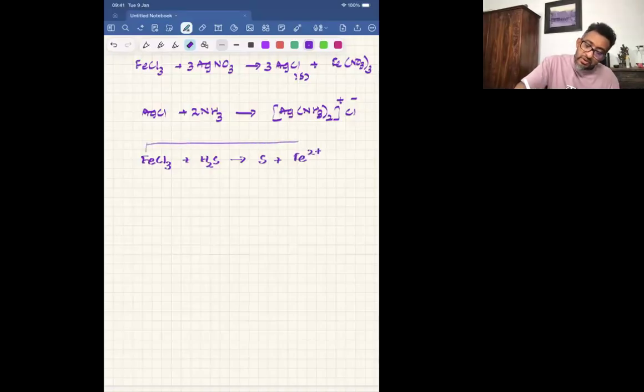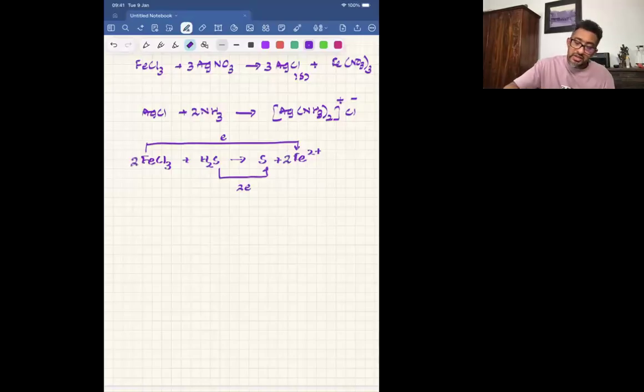Okay. So this is your one electron. Sulfide to sulfur, you have two electrons. So multiply by 2. This is multiplied by 2. This is also multiplied by 2. 2 times 3, 6 Cl minus. Other than that, you get one sulfur, and 2H plus is also there. So 2 times 2, 4 plus 2 is 6 minus 6. That is cancelling out.